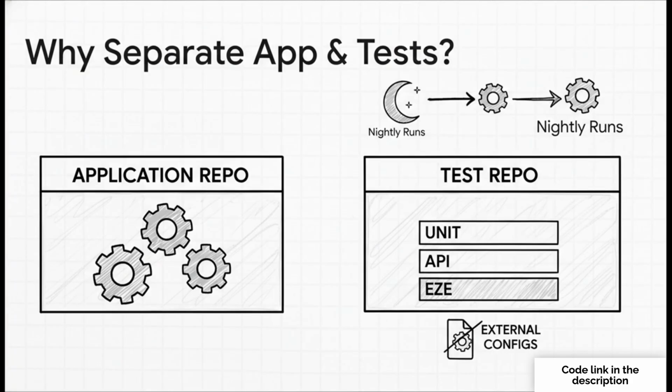So when you separate them, your main application repository stays lean and focused purely on production code. Your test repository gets its own lifecycle, which is perfect for independent CI/CD pipelines, like, say, nightly regression runs. This separation also forces a critical best practice, externalizing your environment configurations, so no more hard-coded URLs in your test code. And it naturally helps you organize your tests into logical layers, which makes the whole system so much more maintainable.